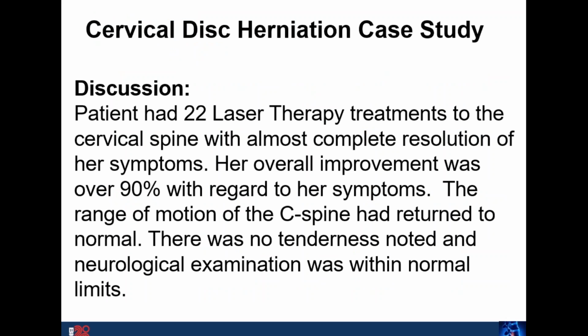Okay, so in total, the patient had 22 treatments where the patient had significant improvement of her symptoms, roughly 90%. The range of motion of the cervical spine had returned to normal. The tenderness was marginal or maximally reduced, and the neurological exam was basically within normal range at that point.